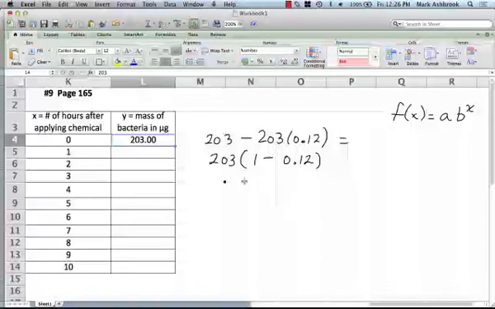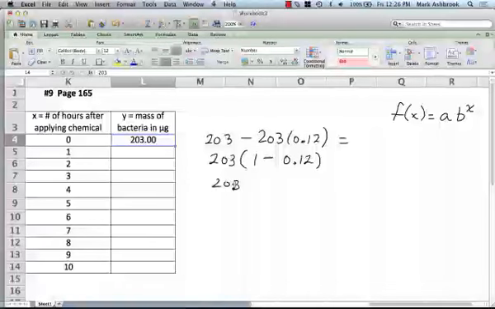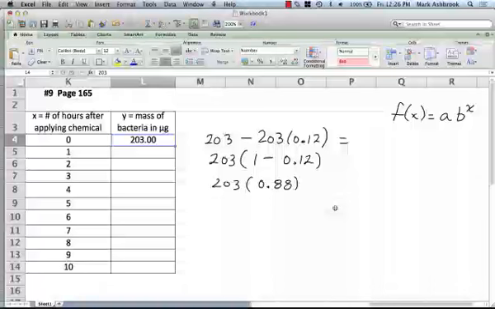Okay, and so what happens? 203 times 0.88. So a decrease of 12% is the same as multiplying by 0.88. Do you agree?